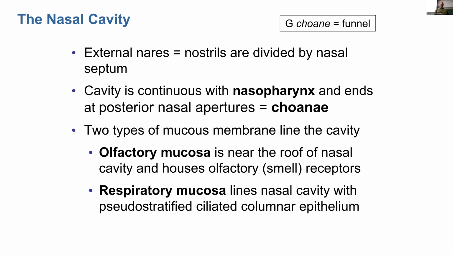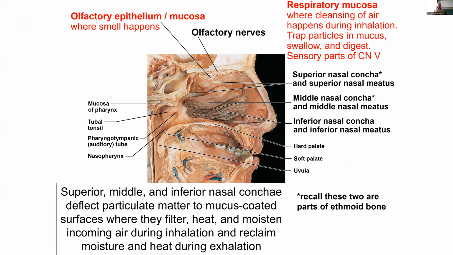All right, let me just show you a diagram. So this ties into the same concepts here, but it's actually not a diagram. This is actually a sagittal section of a cadaver here. And you can see the superior, middle, and inferior nasal concha, or conchae, plural. Now remember again that the superior and middle are part of your ethmoid bone. A little review for you for your lab practical. The inferior are two paired bones. They're separate bones from the ethmoid.